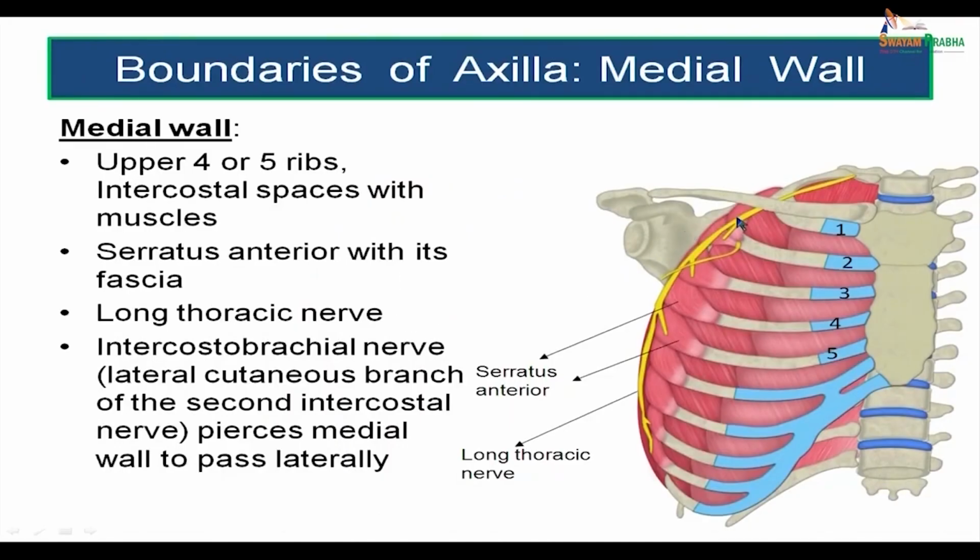The medial wall of axilla is formed by the upper 4 to 5 ribs, the intercostal spaces between them, the muscles in these intercostal spaces. Then the muscle serratus anterior and its digitations which are attached to the upper 4 to 5 spaces, the long thoracic nerve, and a nerve called as the intercostobrachial nerve. Now this intercostobrachial nerve is the lateral cutaneous branch of the second intercostal nerve. It pierces this wall medially and then passes laterally.